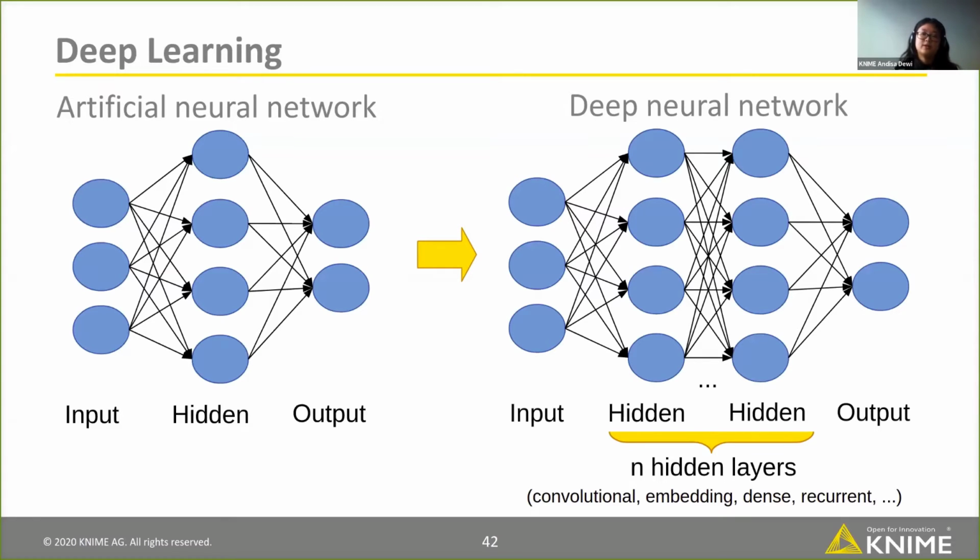So, what is a deep neural network? It is actually simply a neural network that has a lot of hidden layers. And those hidden layers have various functionalities, such as convolutional, embedding, recurrence, etc.